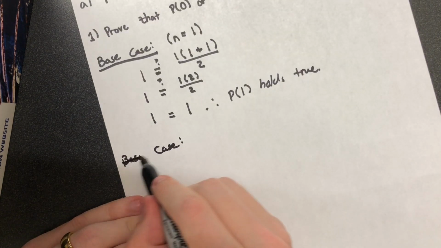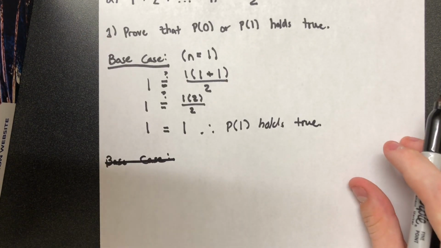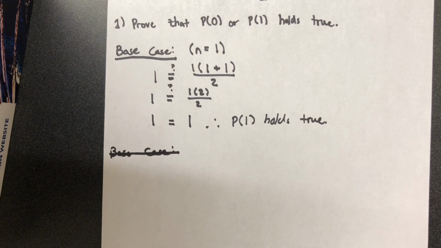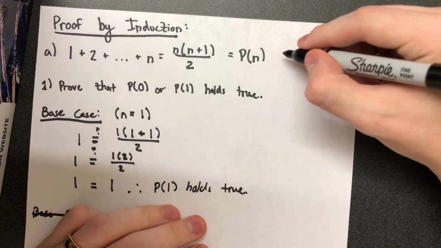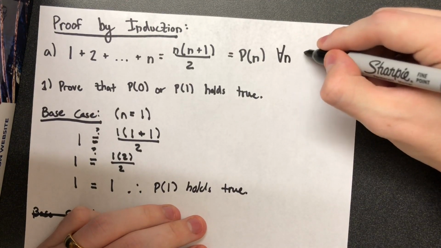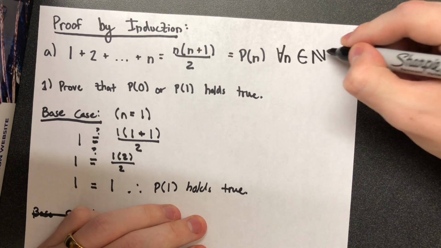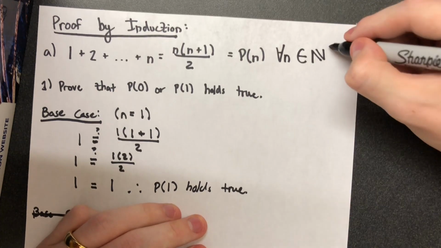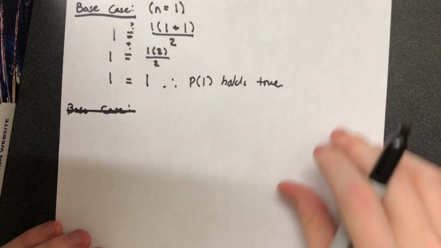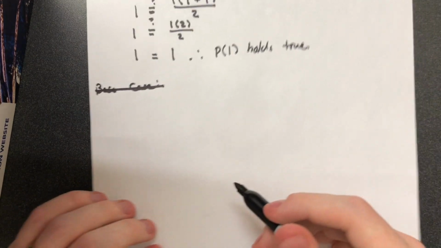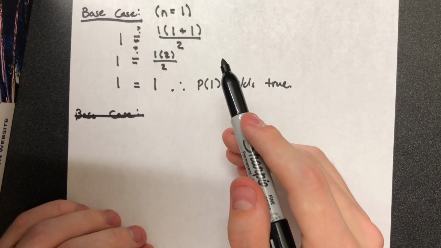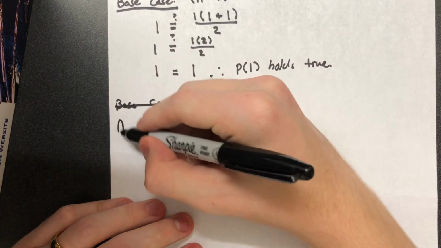Well, actually, wait, no. In this case, we don't need to prove it because the arithmetic series sums from 1 to n. So we need to specify up here for all n that exist in the set of natural numbers, the set of positive natural numbers. Okay, so now that we've proven our base case still holds true, we need to make an assumption.